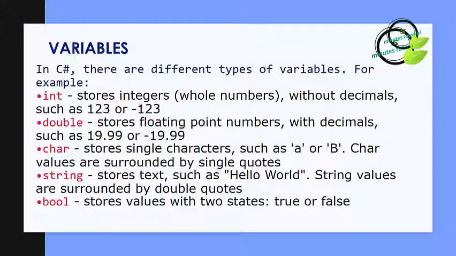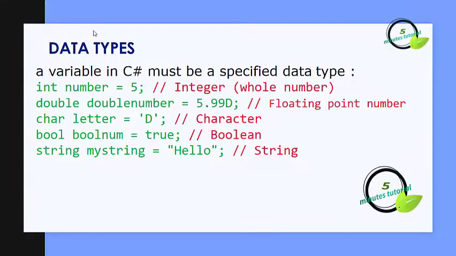Bool, actually boolean data type. Bool stores a value with two states, true or false, 0 or 1. So a variable in C# must have a specified data type. Like if you want to declare an integer variable, then we have to write int, then the variable name, equal to the value. So there are many data types like integer, character, bool, string. Now we will use comments, data types and variables in our program.